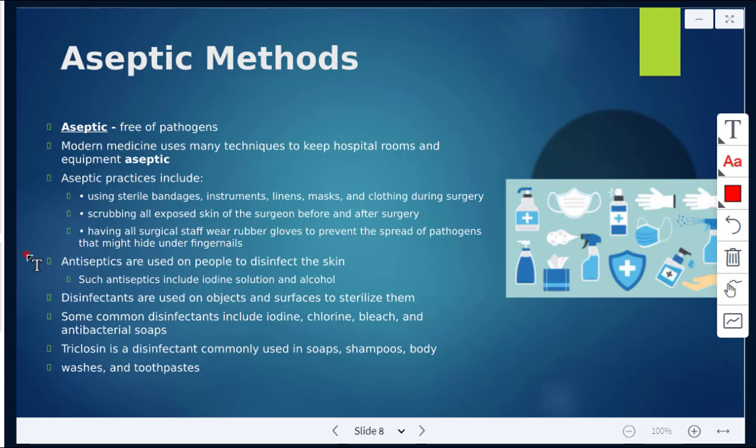Antiseptics are used on people to disinfect the skin. For example, iodine solution and alcohol are found in antiseptics. And then disinfectants are used on objects and surfaces to sterilize them. Again, common disinfectants include iodine, chlorine, bleach, and antibacterial soaps. Triclosan is a disinfectant that's commonly used in soaps, shampoos, body washes, and toothpastes.